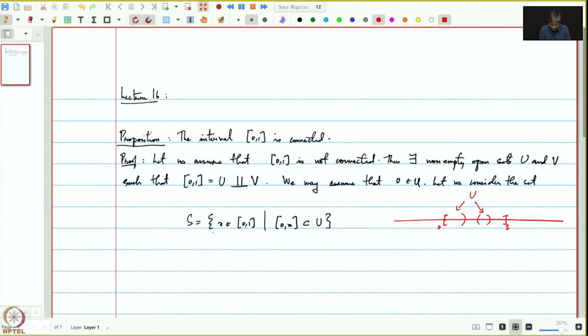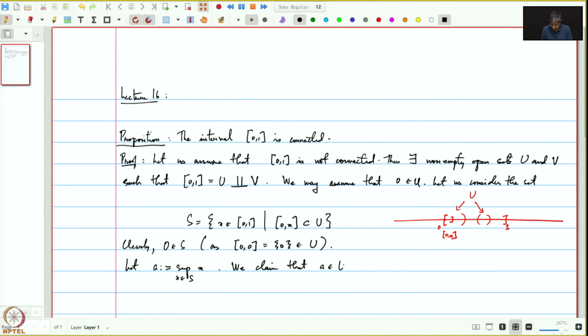So this S is defined as the set of all those x's such that this entire closed interval [0, x] is contained in U. Okay. So clearly S is non-empty because 0 is in S, right? Because the closed interval [0, 0] is just equal to the singleton {0}, this is definitely in U. Now, let a be the supremum of S. So we take the supremum over all elements of S. Yeah? So we claim that a is in U.